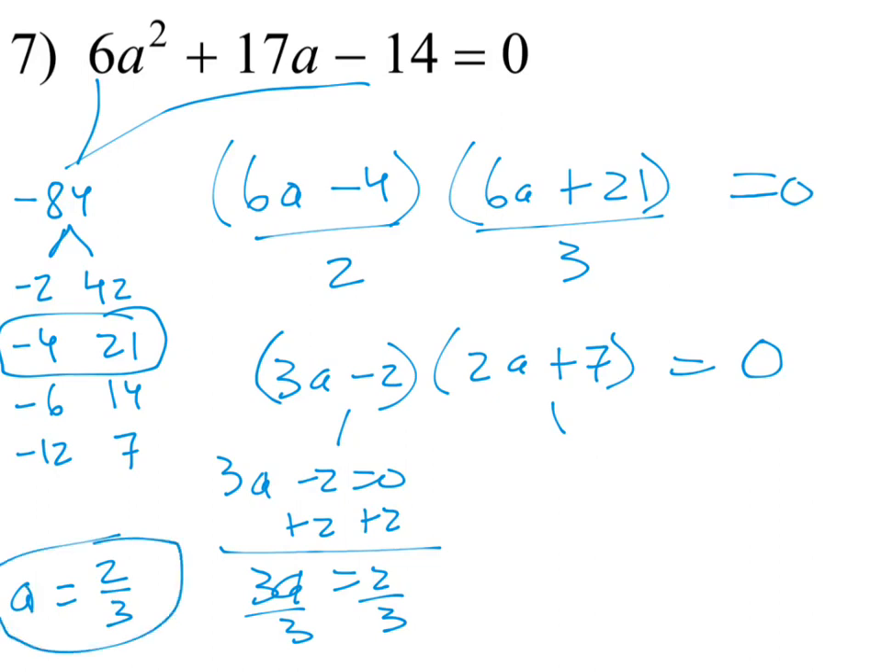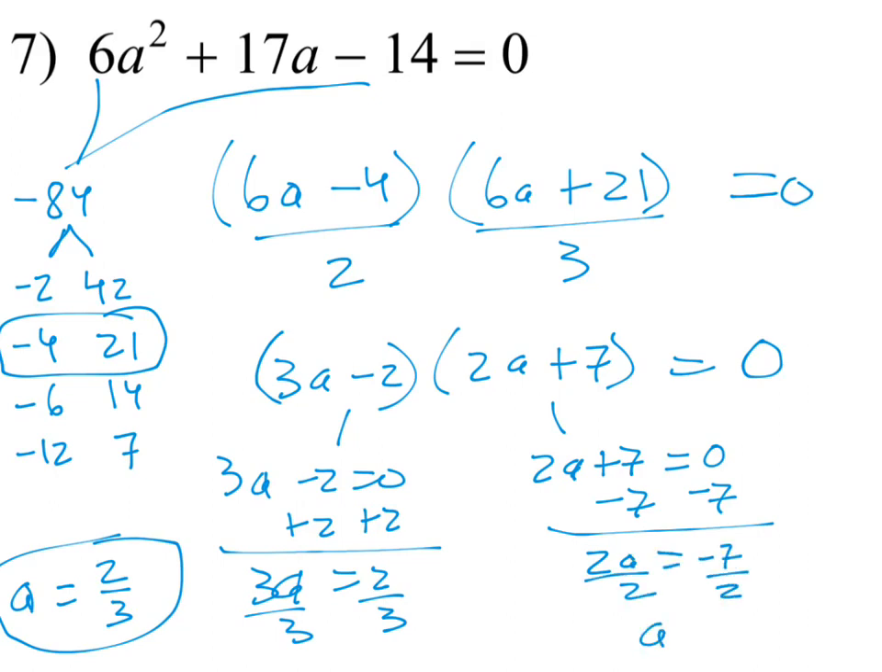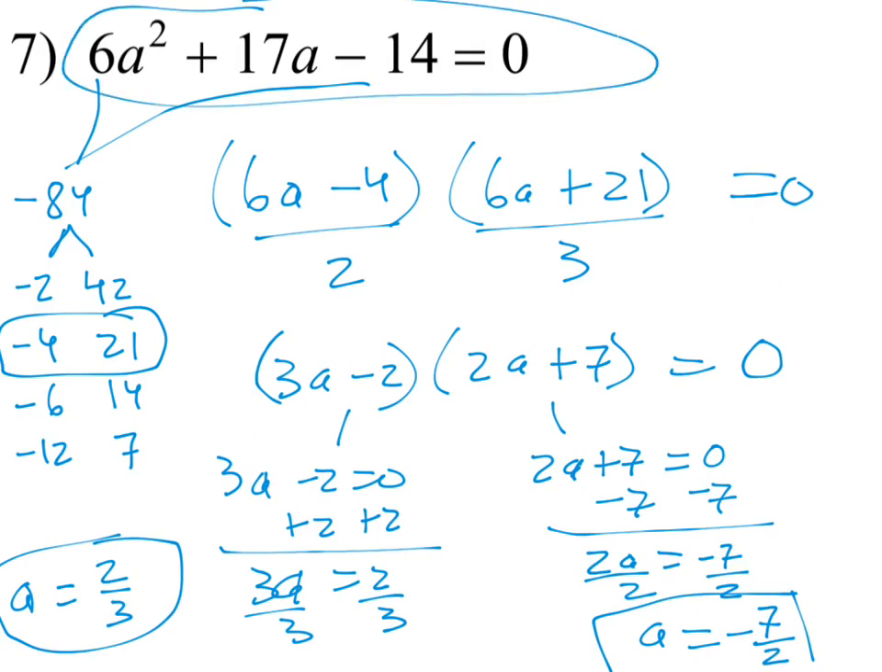One possible answer. And then the other possible answer comes from solving 2a plus 7 equals 0, which you subtract 7, you divide by 2 to get a all by itself, and then you got a can equal negative 7 halves. And so those are our two possible answers, the two roots or two zeros of our quadratic up here. So that's solving by factoring.